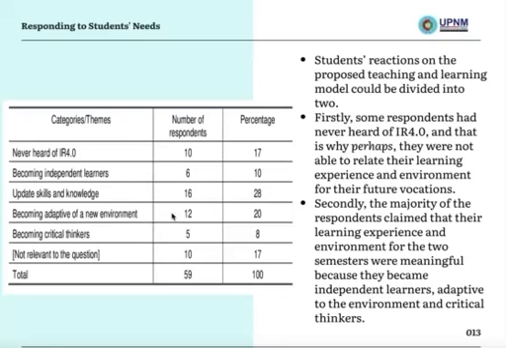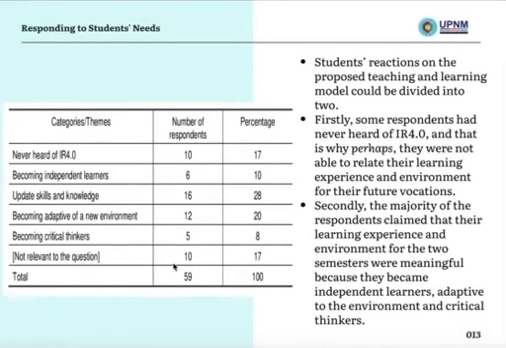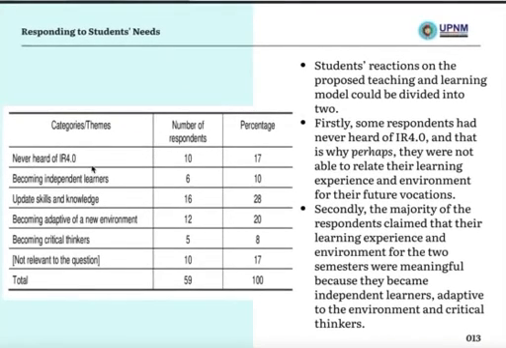So if you look at the table here that summarizes the whole feedback of the students, we have 10 students who did not give relevant answers to the question. So we have never heard of IR 4.0. Now, I need to remind you that when the students answered this, they were in their second year of studies. Becoming independent learners, we have 6 respondents. Update skills and knowledge, we have 16. Becoming adaptive to a new environment, 12. Becoming critical thinkers, 5. And as I said, not relevant to the question, so a total of 59 students responded to this.